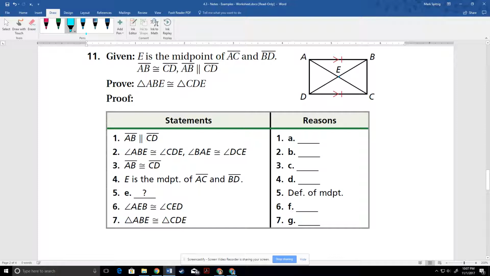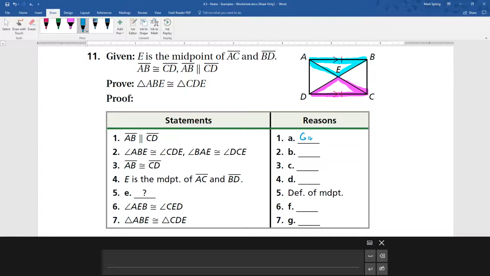So ABE is this triangle right here. I'm trying to prove it congruent to CDE, because there are a lot of triangles in here. So we want to make sure we know which ones we're looking at. Okay, so now I got that taken care of. They already marked some of these things, but let's just start with what they gave us. They gave us that they're parallel, and they showed us that they're parallel, so that's given.